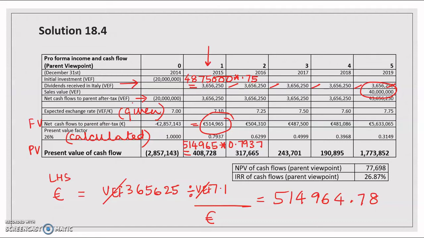After you've calculated your dividends, incorporated your terminal value or sale value, you will find your net cash flows. You will then have to convert it back to the parent entity's home currency, which is why we are looking at future value of cash flows in euros. So that's the main difference between this line and this line. We're looking at the parent viewpoint here.